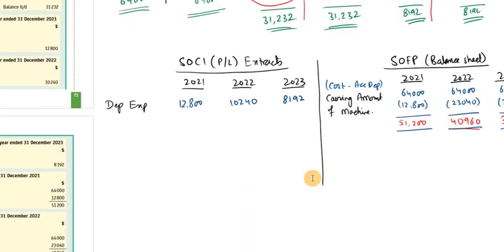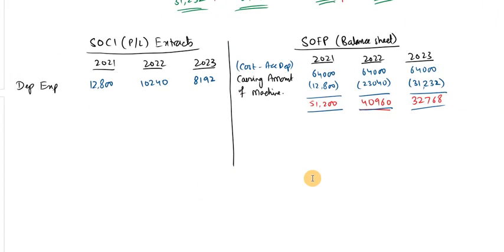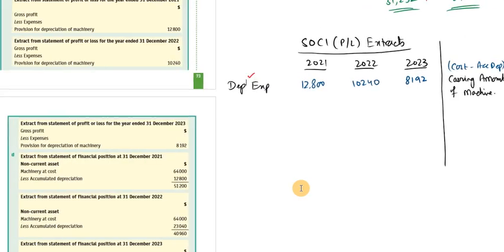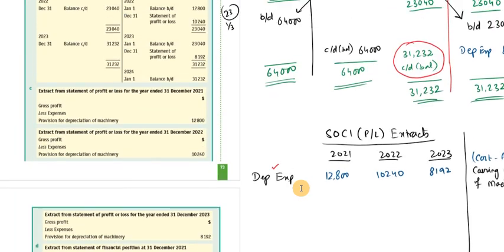At the end, we made some extracts related to the statement of comprehensive income and the statement of financial position. You have to remember that in the statement of financial position, we will write only the carrying amount. The asset will be recorded at the carrying amount, the WDV amount, the net book value amount. How can we calculate the carrying amount? The carrying amount is cost minus accumulated depreciation. And in the statement of comprehensive income, we will record the depreciation expense for the year only. We did this in the last lecture.